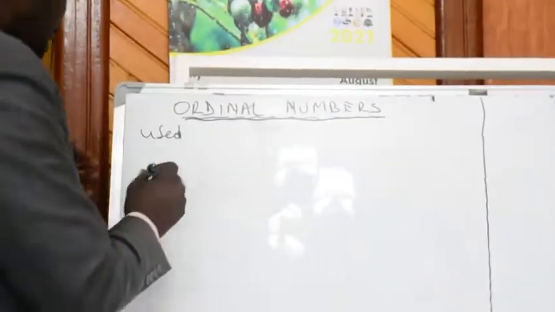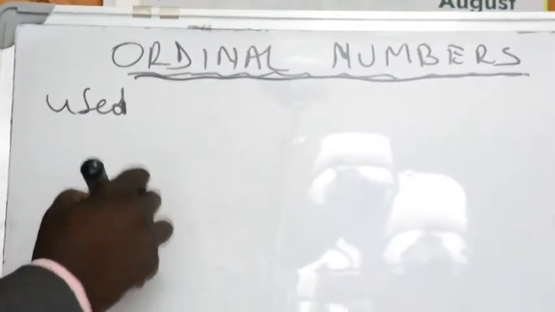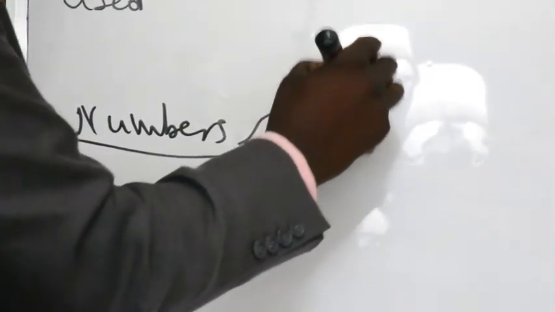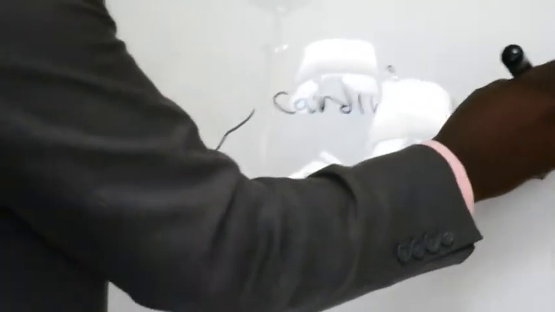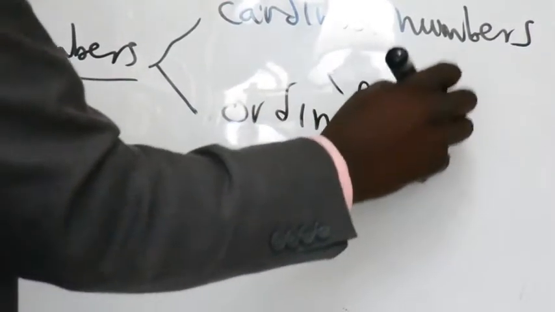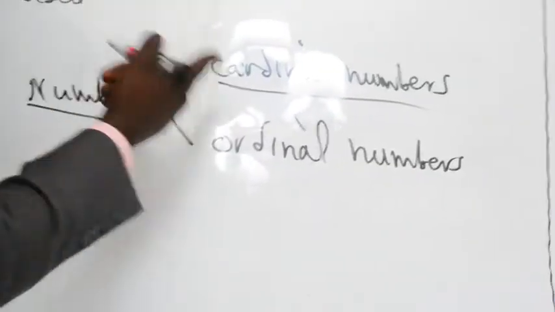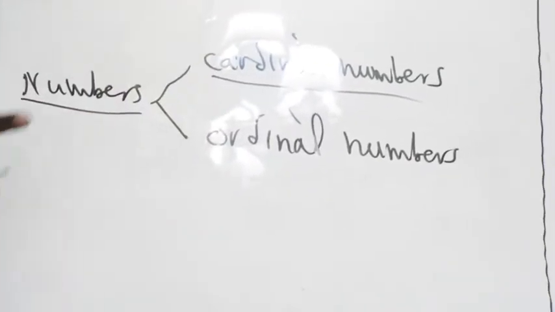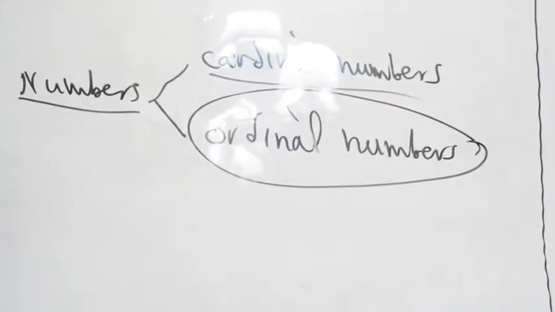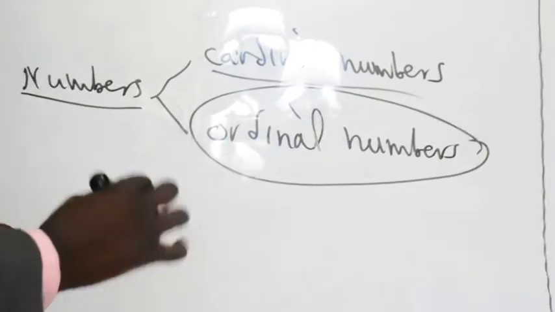When you say number, as you remember, numbers are divided into two categories: cardinal numbers and ordinal numbers. Last time we covered cardinal numbers. Today our focus is on ordinal numbers. But before I go on, let me give you the difference.